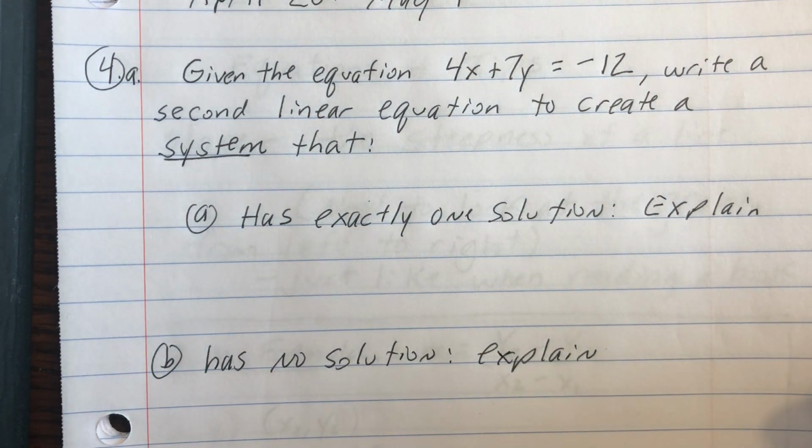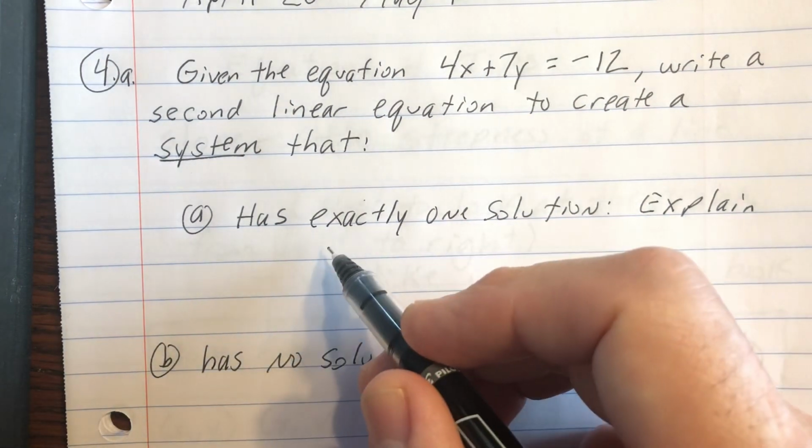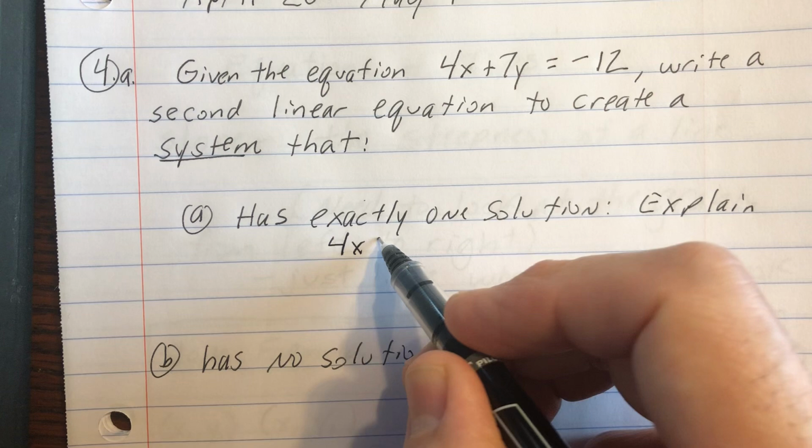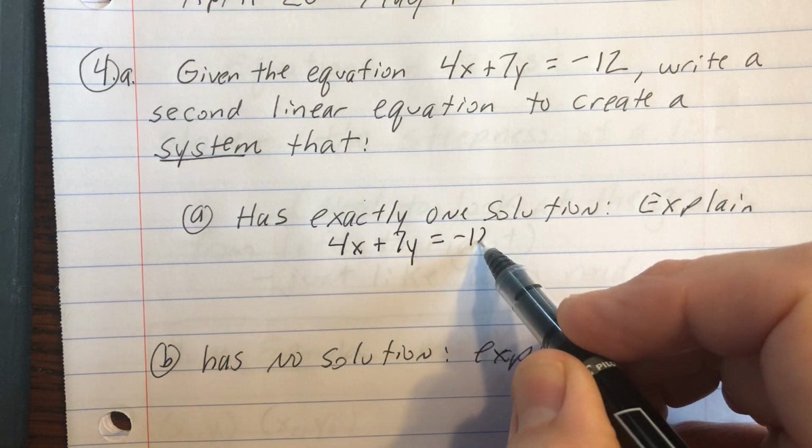All right, there's a couple of things that we can think about when we're trying to figure this one out. One recommendation I have for you is to take your equation and rewrite that so it's in slope-intercept form. What that means is I want to have the y variable isolated. So for my equation, I'm going to show you how to do that right now. The 4x plus 7y equal negative 12.